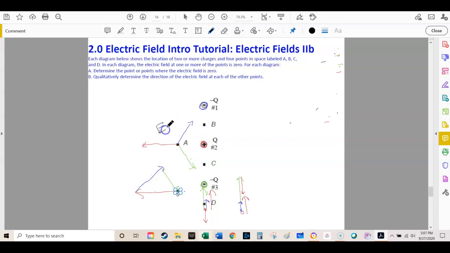The electric field is 0 at this point right here. And the reason why I made a mistake in the first place is I basically underestimated the size of the green and blue vectors. So it should have been right on top of each other.